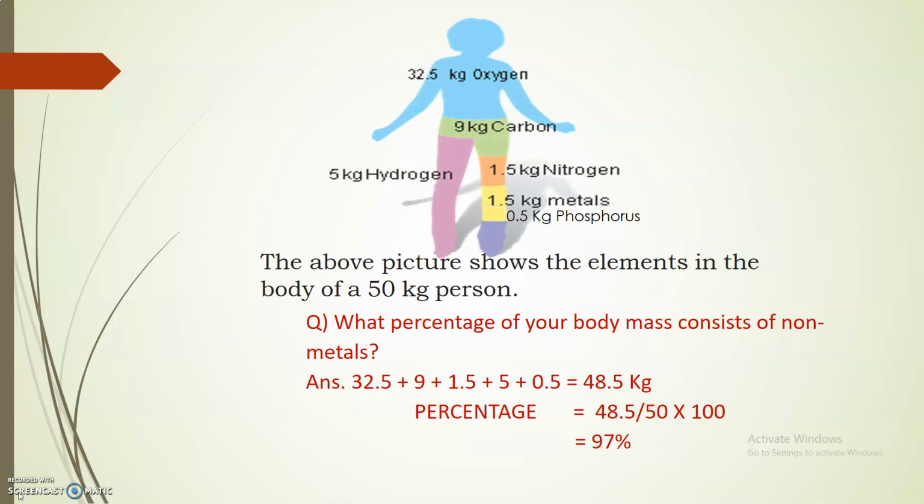From this diagram, we can ask a question: what percentage of your body mass consists of non-metals? You have to add all the non-metals. That means 32.5 kilograms of oxygen, 9 kilograms of carbon, 5 kilograms of hydrogen, 1.5 kilograms of nitrogen, and 0.5 kilogram of phosphorus. You will get 48.5 kilograms of non-metals in the body of a 50 kg person. To find the percentage, divide 48.5 kilograms by the total 50 kg and multiply by 100. That means it will be 97%.